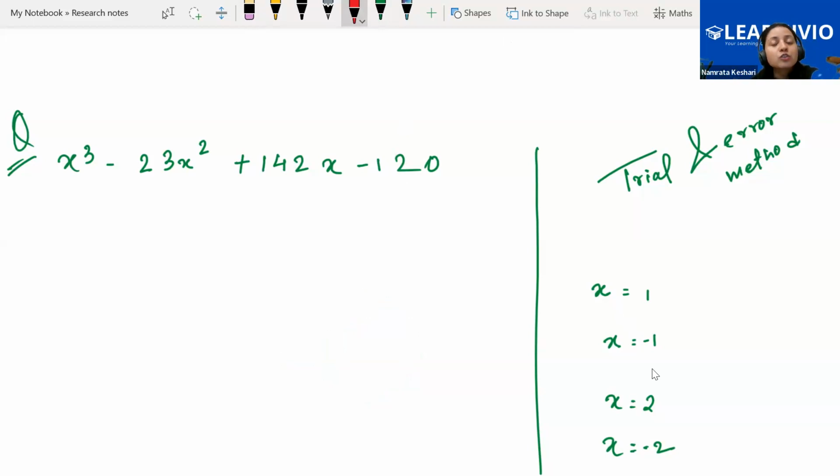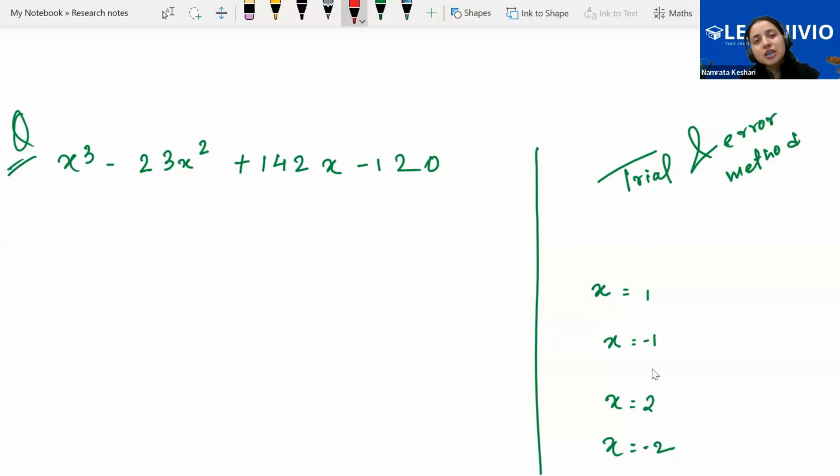But in some polynomials, you will keep on taking random x values, maybe 20, 30, 31, 32, any number, and you won't be able to generate zero. And not only integers, any fractional number, any rational number can also generate zero over here. So that's why it is not at all possible to check with all the numbers.